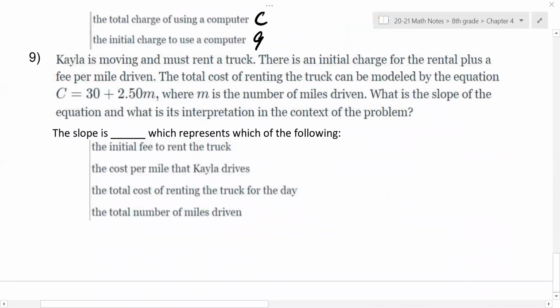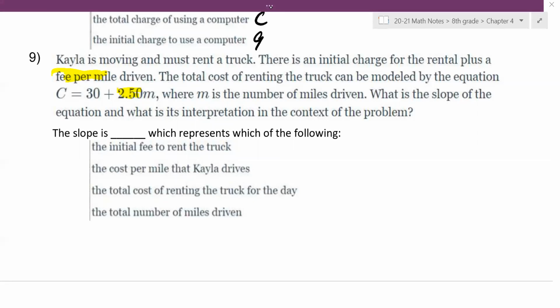And lastly, Kayla is moving and must rent a truck. There is an initial charge for the rental plus a fee per mile driven. So we have per mile driven. So that means that that's going to be right there. The total cost of renting a truck can be modeled by the equation C equals 30 plus 2.50m, where m is the number of miles driven. What is the slope of the equation?